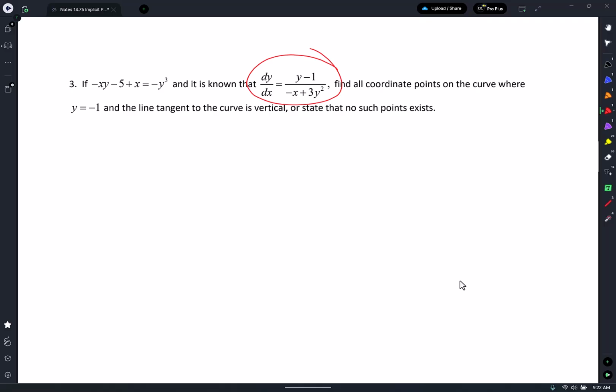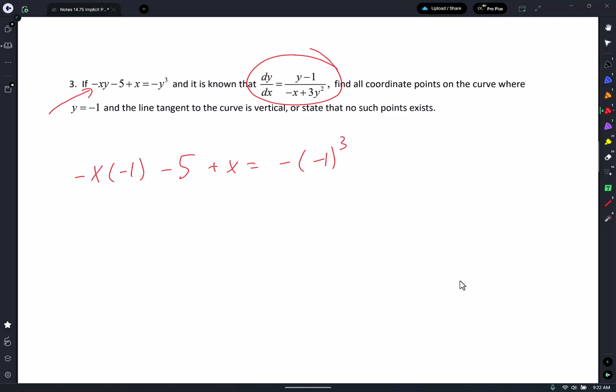They already have the derivative. I just need an x value. So let's see if I have an x value. So I'm going to write -x times -1 minus... No, I'm plugging it into the original. That's the curve. Right? Because I need to find an x coordinate. Okay. So -x times -1 minus 5 plus x equals negative parenthesis -1 to the third.